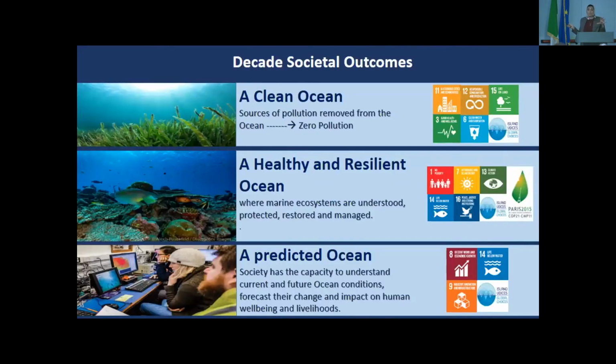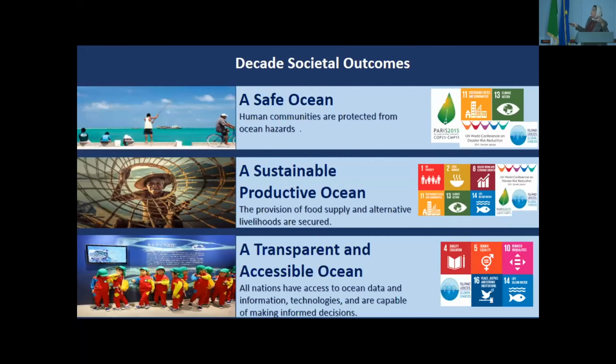And this outcome, what we need and what we will arrive at: a clean ocean with zero pollution, a healthier resilient ocean, where the ecosystem is understood and predicted, an ocean society where you can easily know what the ocean is, a safe ocean for everyone, a sustainable productive ocean to provide fish for people, and a transparent, accessible ocean.